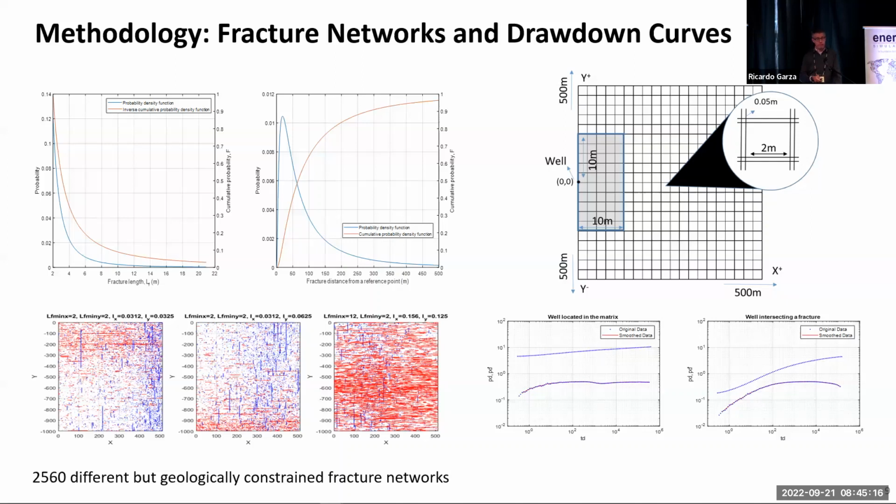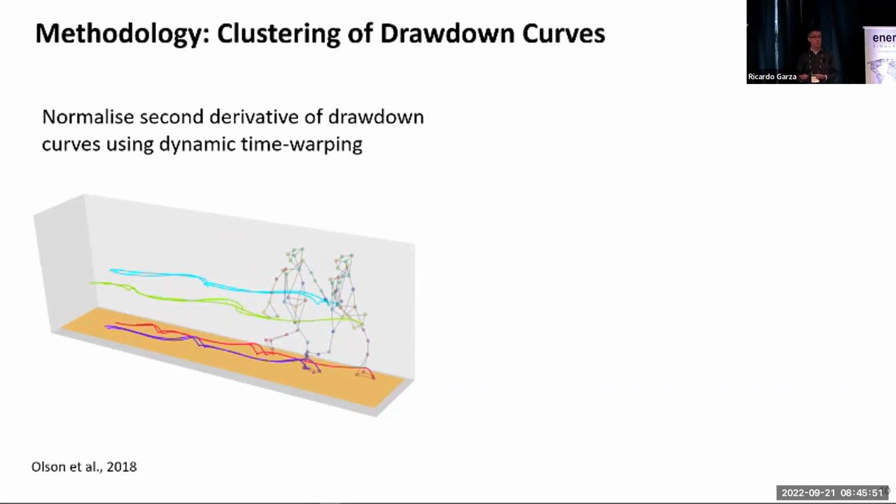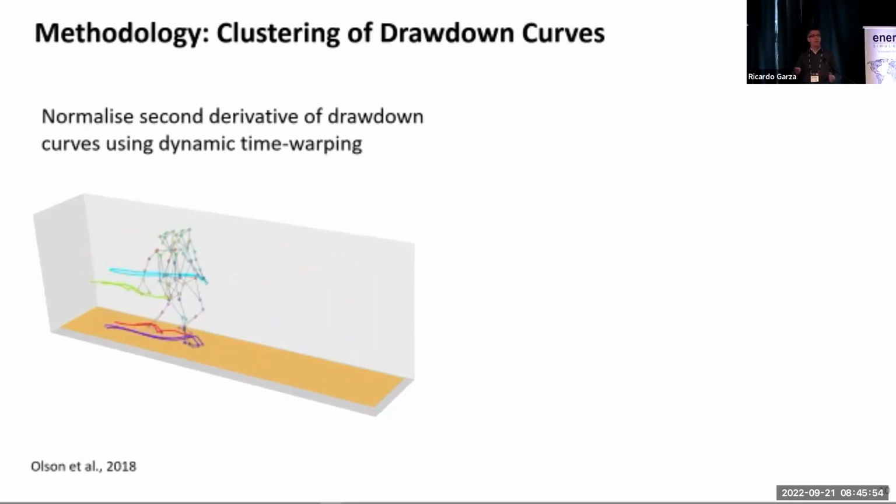So what we ended up with is a data set of 2,560 individual synthetic drawdown curves for each of these 2,560 fracture network geometries. And then Alfredo, I must say, started clustering these drawdown curves. After a lot of work, he found the best way to do this is to use a second derivative of the drawdown curves and normalize them using dynamic time warping. The problem with these drawdown curves is that, depending on the fracture geometry, they have very different length scales. We may have some very similar shapes in the drawdown curves, but one has a much compressed time scale, and another one has a much longer time scale.